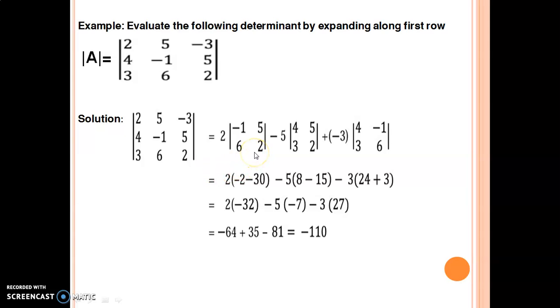So as previously solved, we can solve a 2 cross 2 subdeterminant, that is minus 1 into 2 is minus 2 and subtract the product of 5 and 6 from it, that is 30. Similarly over here, we'll multiply 4 and 2, that is 8 and subtract 3 and 5, the product from this, that is 15. Next again, 4 into 6 is 24 and 3 into minus 1 is minus 3 and since we need to subtract it, so this is the plus sign. On simplification, we are left with minus 110.